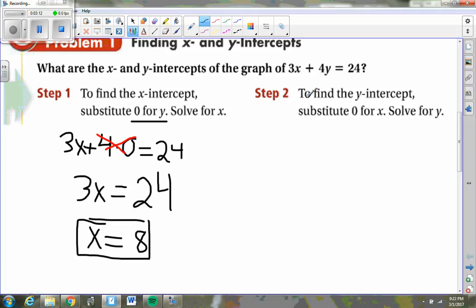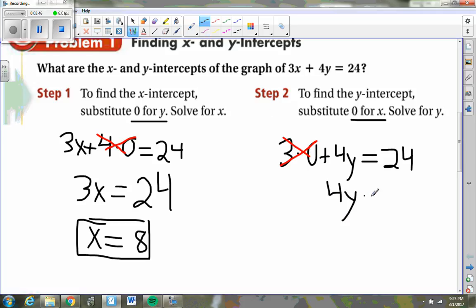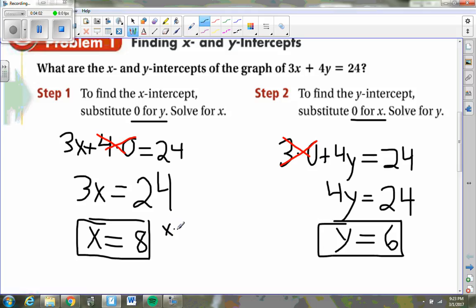Now, in order to find the y-intercept, I just put a 0 in where the x is. To find x, I put 0 in for y. To find y, I put 0 in for x. When I put 0 in for x, my equation says 3 times 0 plus 4y equals 24. Now 3 times 0 ends up being nothing, so that goes away, and I'm left with 4y equals 24. Dividing both sides by 4 leads me pretty quickly to y equals 6. So I've now found my x-intercept, and this is my y-intercept.